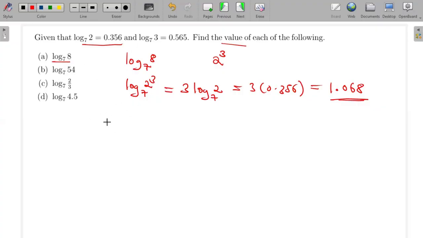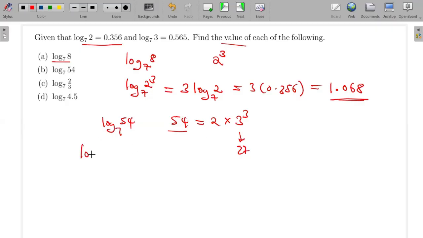Okay, so let us now look at the second one. So for the second one, we have log base 7 of 54. So how are we going to do this one? For this one, we notice that this 54 can be written as 2 multiplied by 3 to the power 3. So 3 to the power 3 gives us 27, and then 27 multiplied by 2, you get 54. So I can write this 54 like that.